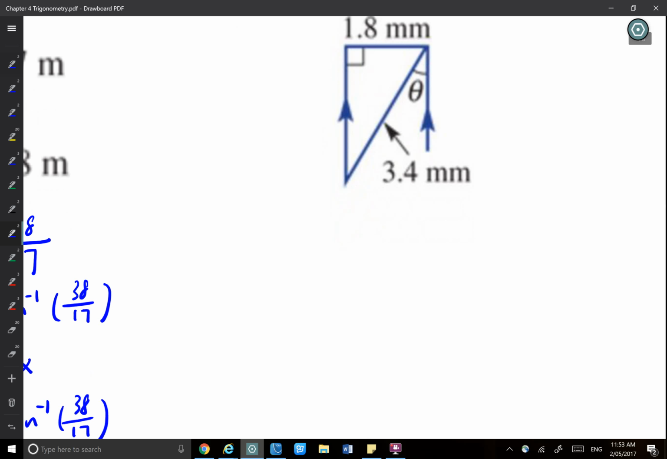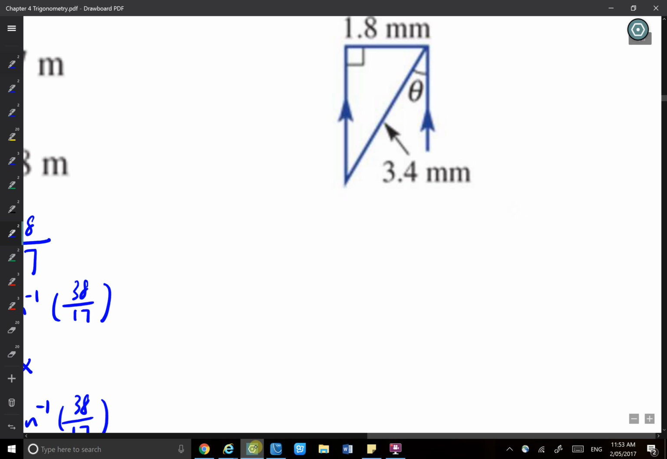Next one, theta. Okay, theta is here, and it's parallel. Can you see that's parallel? Because it's parallel, that one will be theta. Alternate angles. Theta will be here. Okay, so that's 3.4. So sine theta will be 1.8 over 3.4.